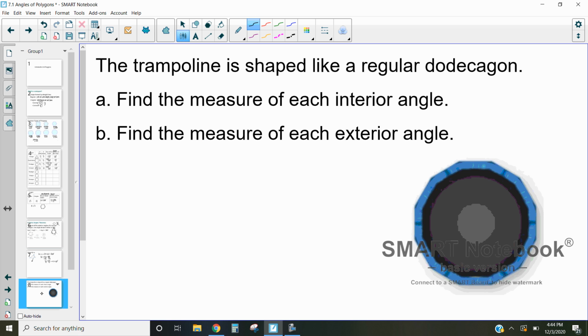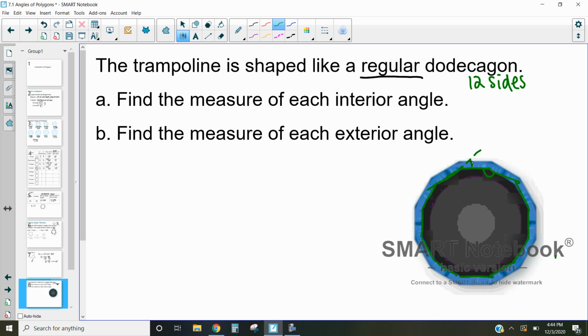So this next problem here has a trampoline that's shaped like a regular dodecagon. Now remember, a regular dodecagon means that all of the angles inside are going to be the same. So dodecagon has 12 sides. That's what dodecagon means. So that means we've got all 12 of these sides here. 3, 4, 5, 6, 7, 8, 9, 10, 11, 12. And we want to know what this angle is. We also want to know, if I continue this on, what is this angle going to be? So we want to figure out those two things.